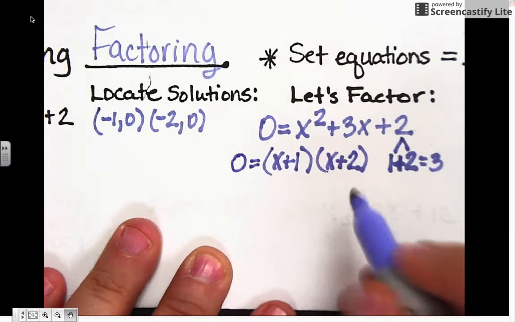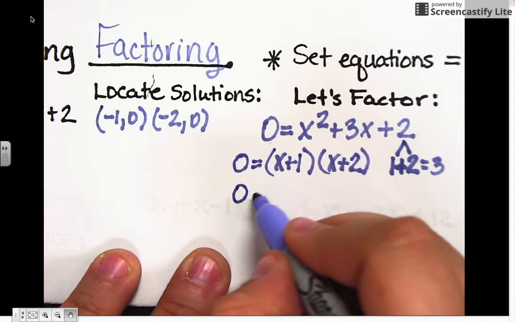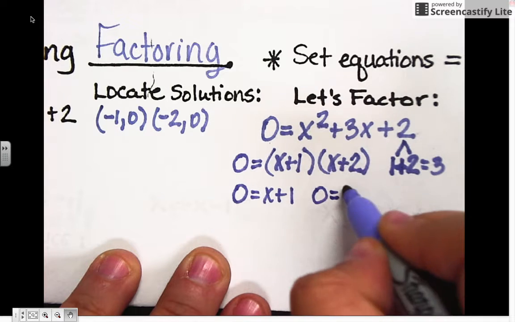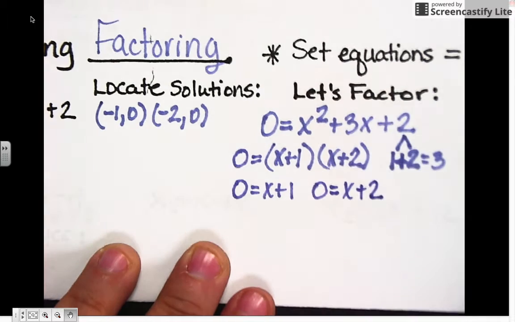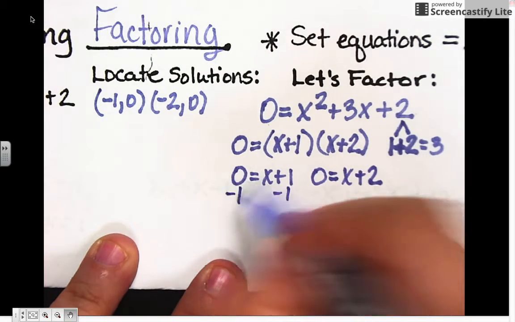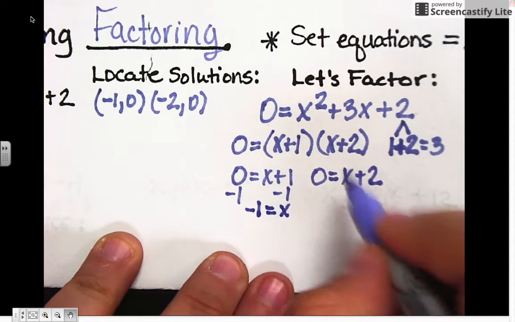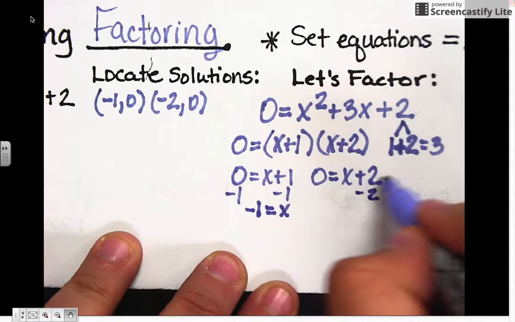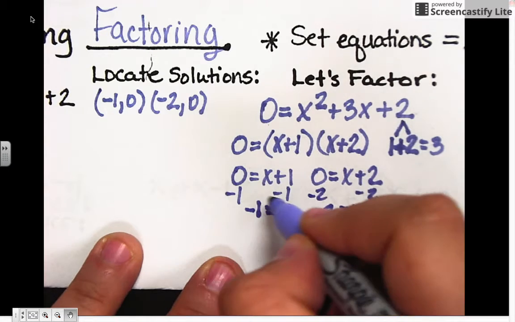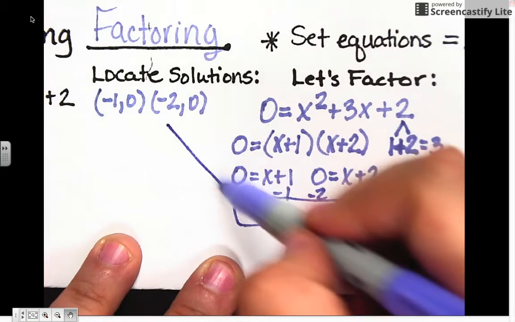You have to solve. So when you solve, you have to figure out what x is. So you're going to do 0 equals x plus 1. And 0 also equals x plus 2. So now you're going to solve it and move whatever you do to one side, you do to the other side. So subtract 1, subtract 1. You end up with -1 is equal to x, and -2 on both sides would give you -2 is equal to x.